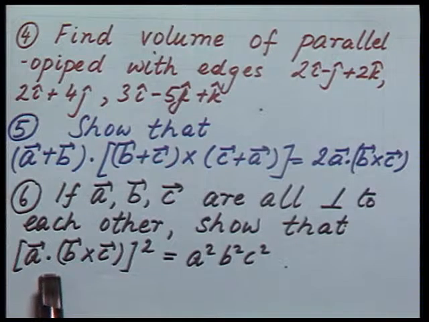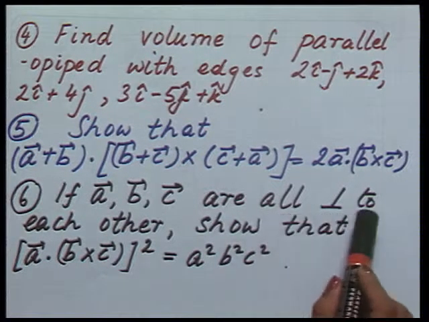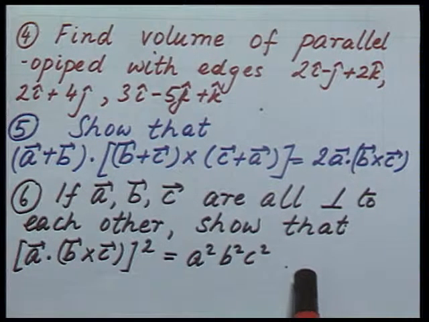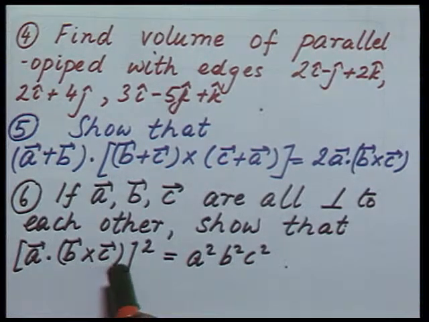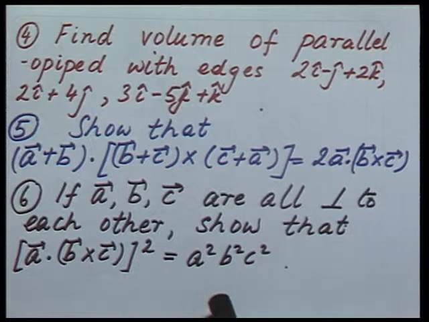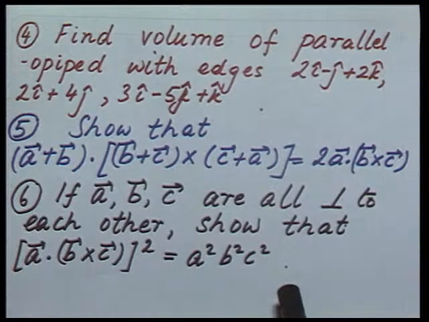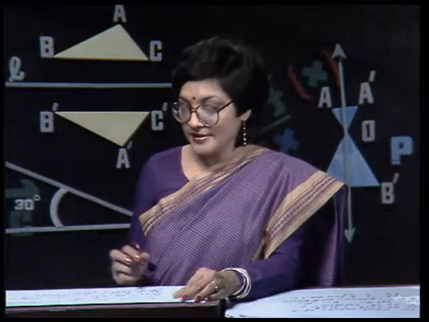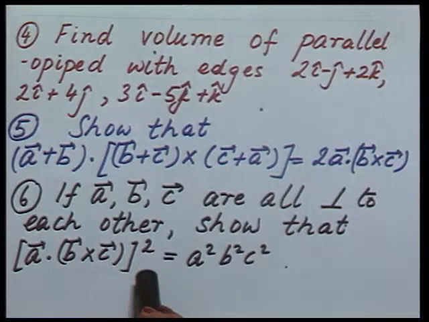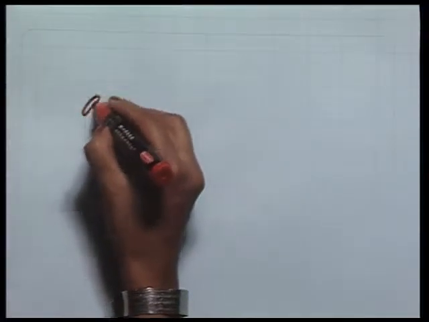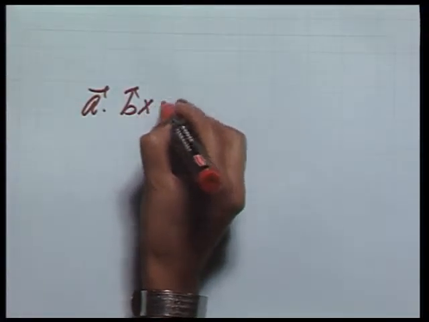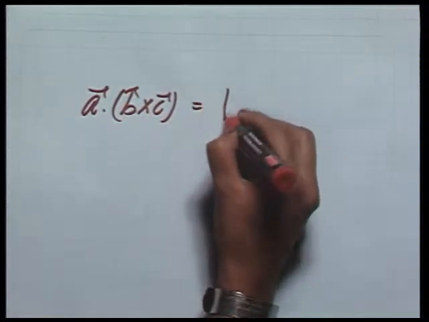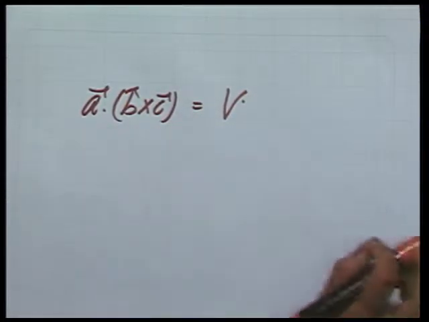The next problem: if A, B and C are all perpendicular to each other, show that (A dot B cross C) whole squared is equal to A squared B squared C squared. The only thing that you have to observe here is that A dot B cross C is the volume of the parallelepiped with edges A, B and C.